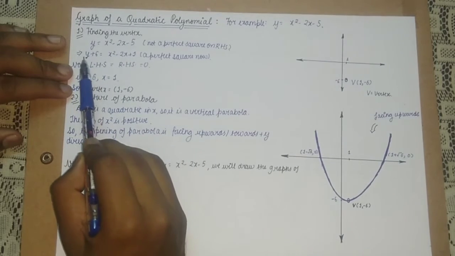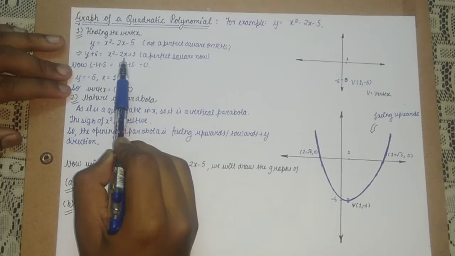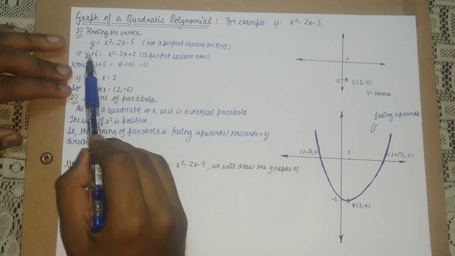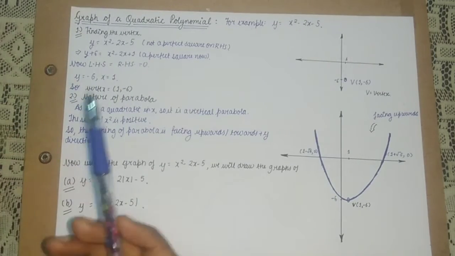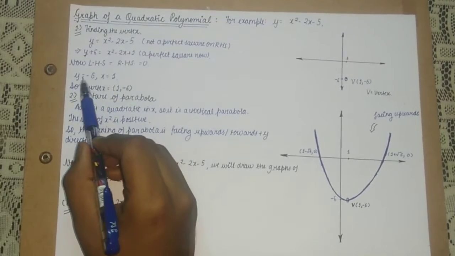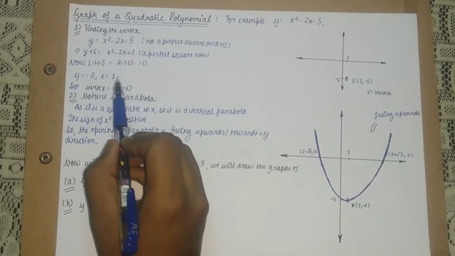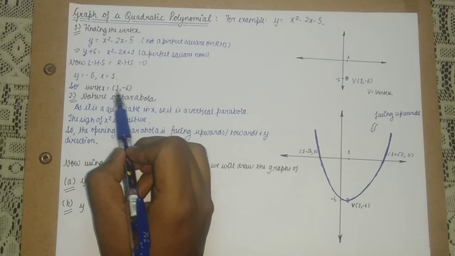So the equation became y plus 6 equals x square minus 2x plus 1. So we can write it as y plus 6 equal to (x minus 1) whole square. Now equating both the sides to 0, we get the vertex as y equals minus 6 and x equal to 1. So the vertex of the parabola is (1, minus 6).